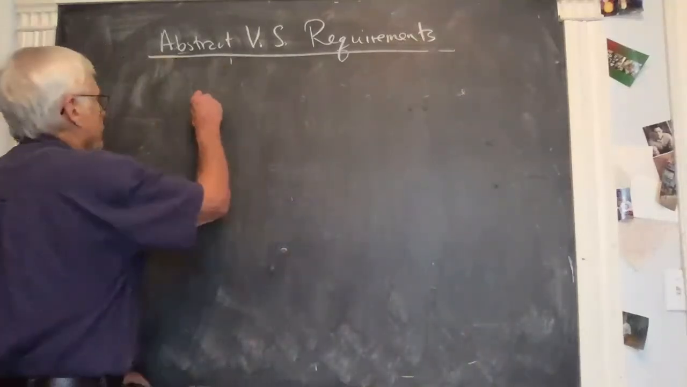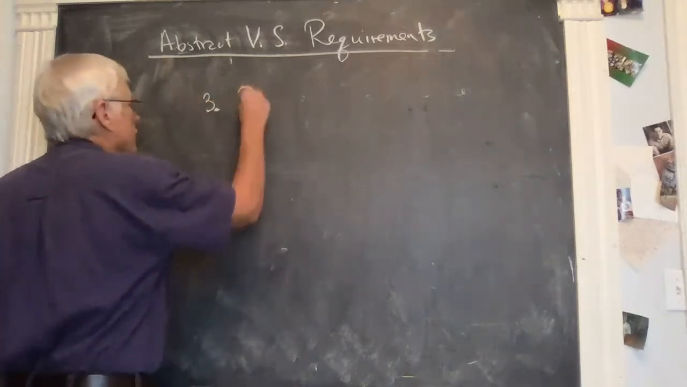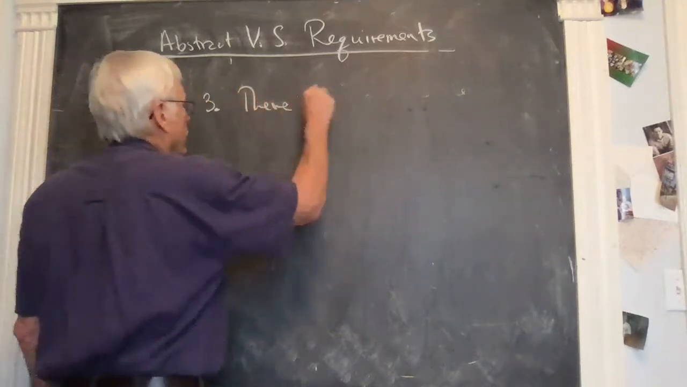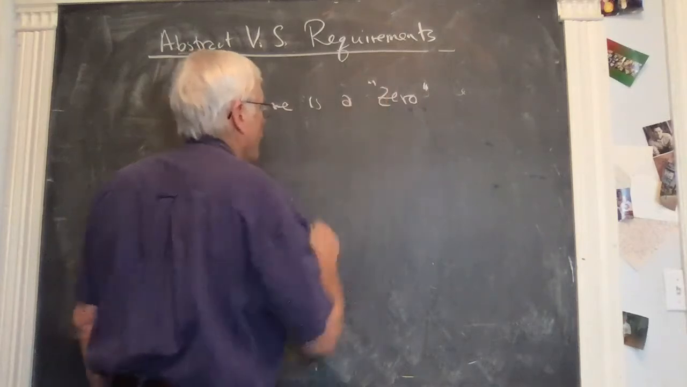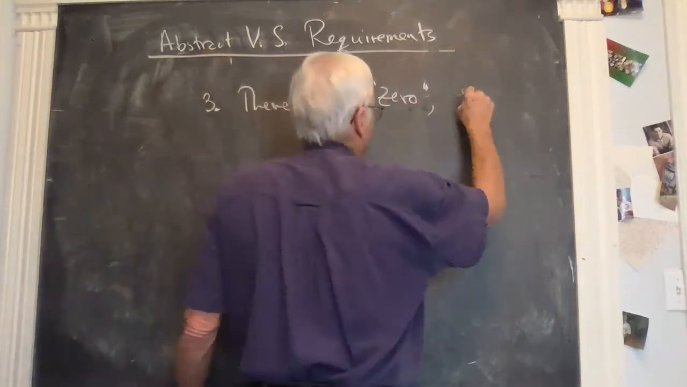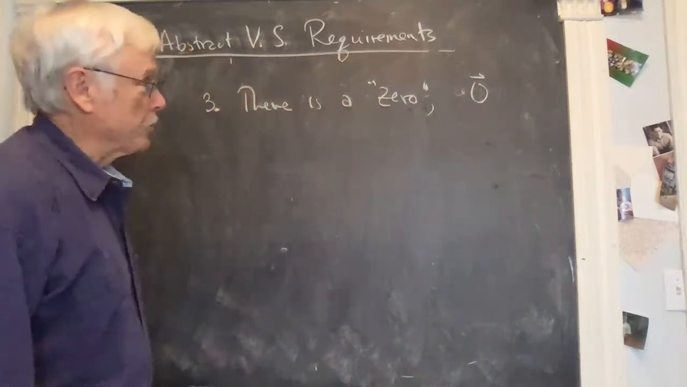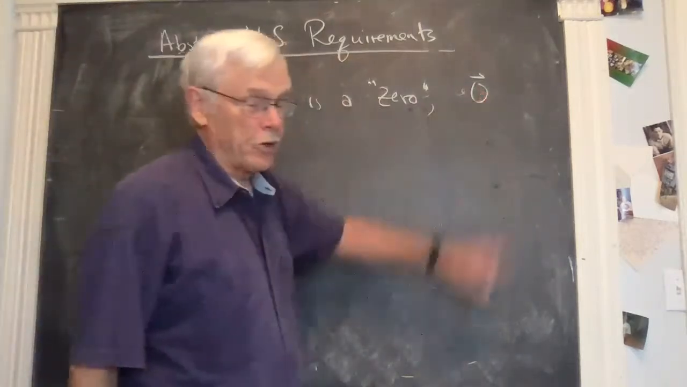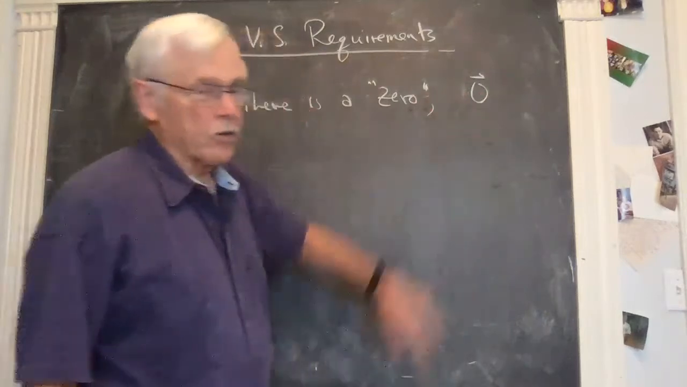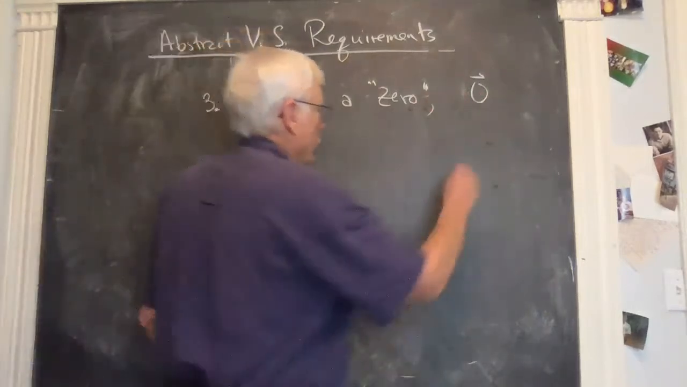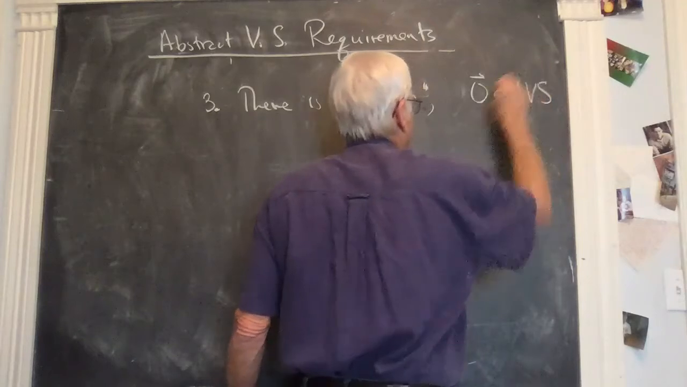The third one is there is a zero. And that zero is usually called the zero vector, but this does not mean number zero. I could have used Z, but nobody does that. Everybody uses this symbol. So the abstract vector space must have a zero.